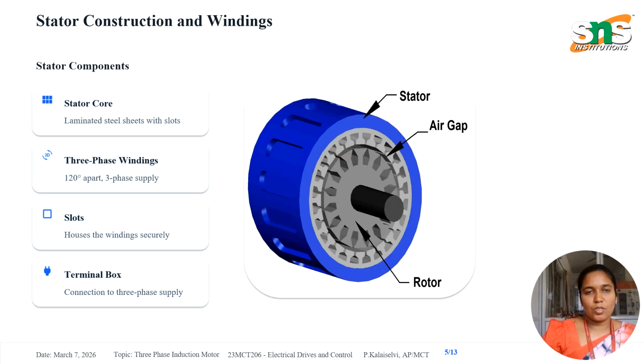First one is stator construction and winding. The stator consists of several components. The stator core is made up of laminated steel sheet. Lamination reduces the eddy current loss. Then the three-phase winding: the three windings are placed 120 degrees electrical apart. These windings are connected to the three-phase AC supply. There are also slots provided in the stator core to house the windings securely, and a terminal box which provides the external connection to the three-phase supply.